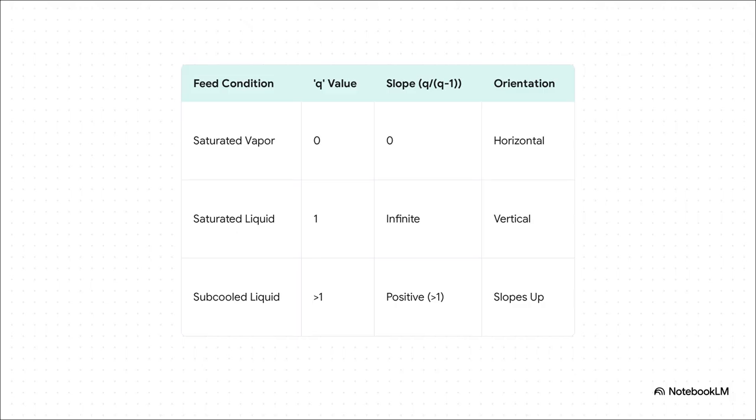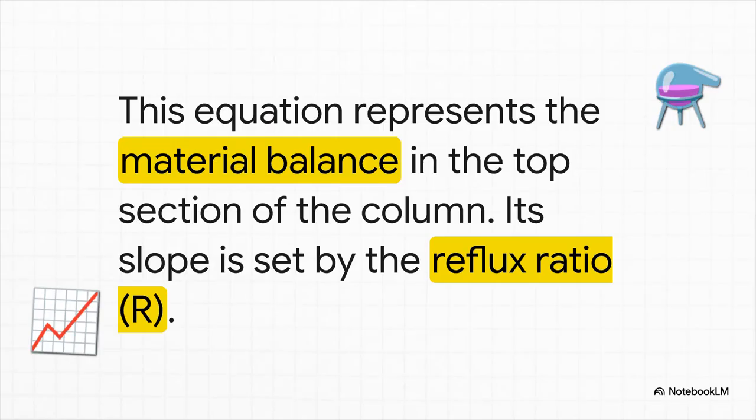Now, this equation here, this is our rectifying operating line. It's basically just a mass balance for the top part of the column, the part above the feed. And what's really important to see here is that its slope is controlled by R, the reflux ratio. That's our main control knob as engineers. We decide how much liquid to send back down the column, and that decision directly sets the slope of this line.